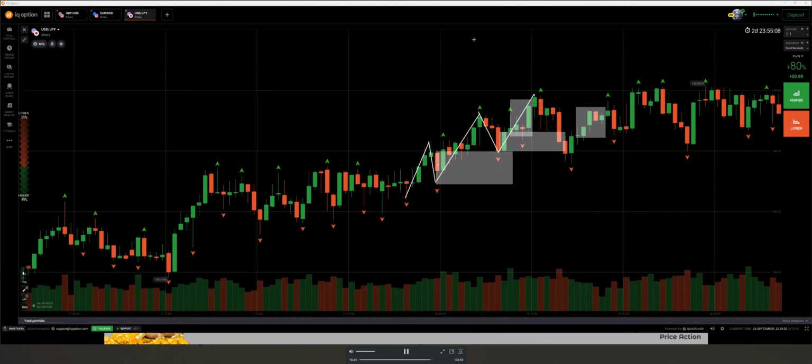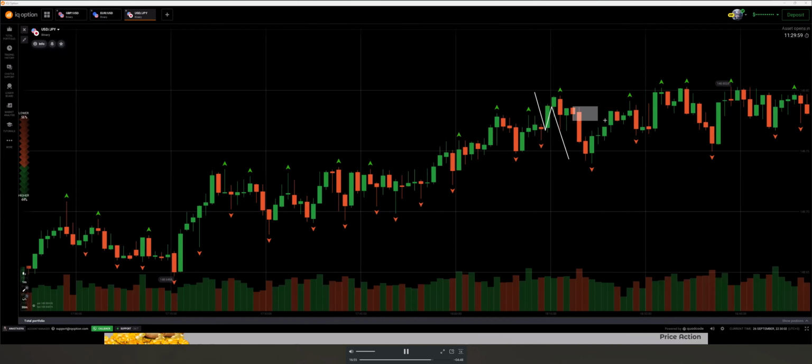For example, here, if you find this zigzag, and then you have identified this one, after confirmation, go for the 5 minute down. It's a win. Okay. So these types of patterns you have to trade for the 5 minute expiry.